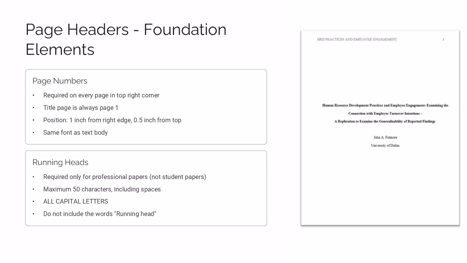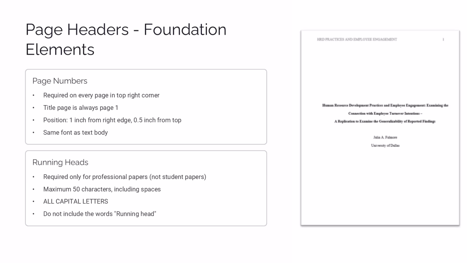Now, let's address one of the most common sources of confusion in APA formatting: running heads. Running heads are shortened versions of your paper title that appear at the top of each page. However, running heads are only required for professional papers, those intended for publication in journals or presentation at professional conferences. Most student papers do not require running heads.